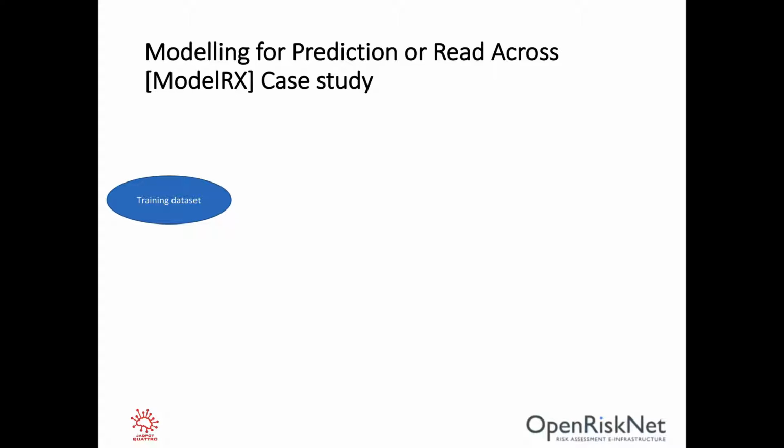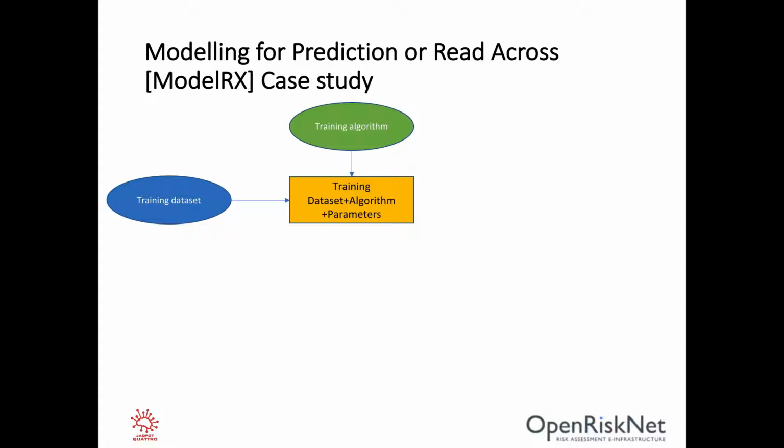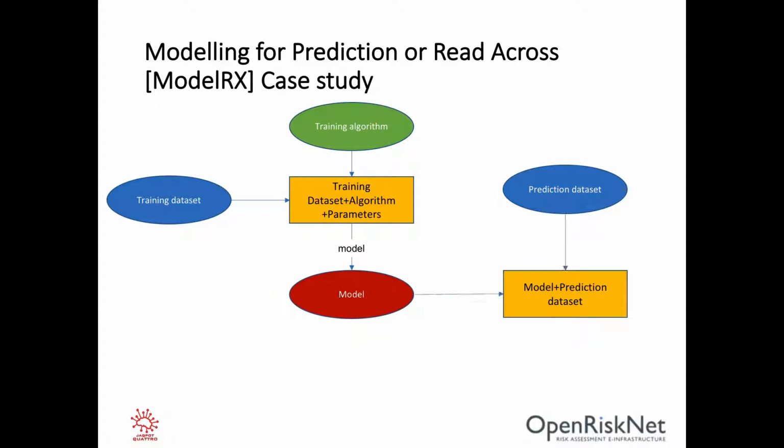So the general workflow of the Model RX case study is that you start from a training dataset and a training algorithm, combine them with specific parameters in order to produce a model. That model, combined with a prediction dataset, leads to a predicted dataset with your predicted values.